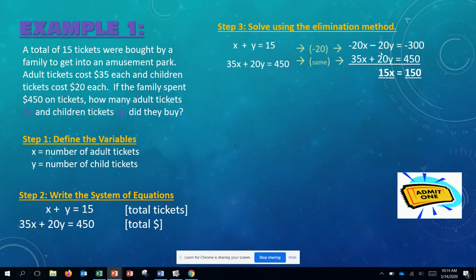Add the two equations together. Remember, our y's eliminate each other. Negative 20 plus 35 gives us 15x. Negative 300 plus 450 gives us 150. x is 10 adult tickets when we divide by 15.